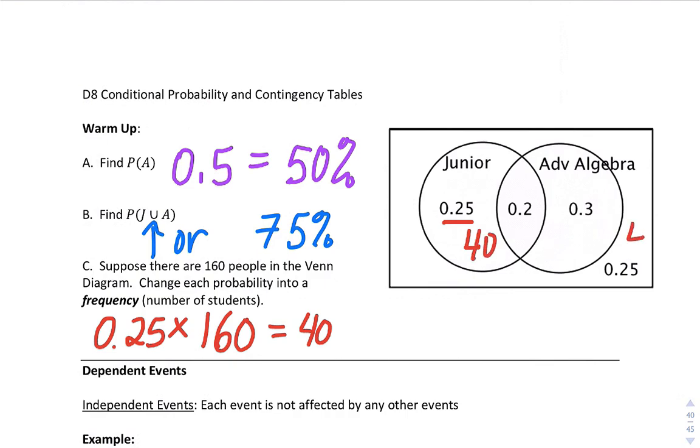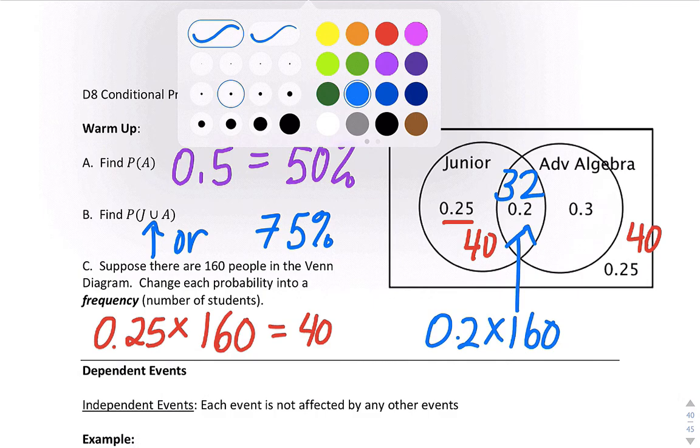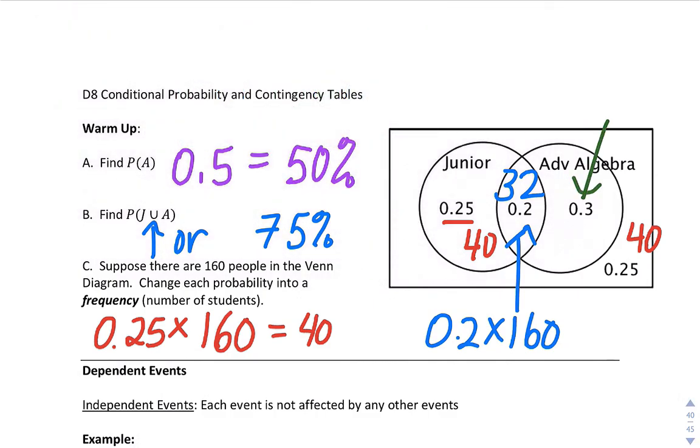which would mean 40 students are not a junior and not in advanced algebra. We could do 0.2 times 160, and that's 32. And then for just advanced algebra, not a junior, we would multiply 0.3 times 160, and that would give us 48 students. So frequency, you multiply the probability or the decimal times the total number of people.